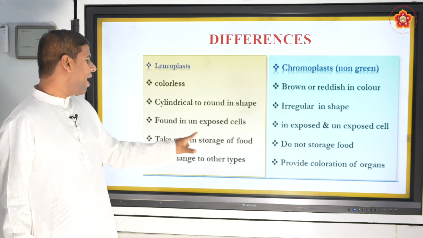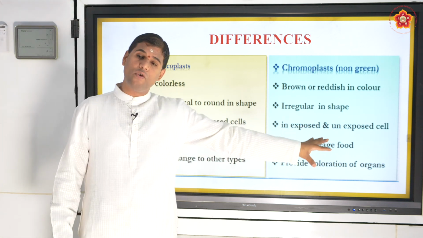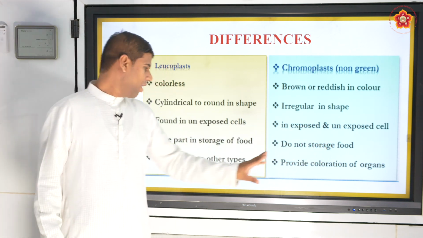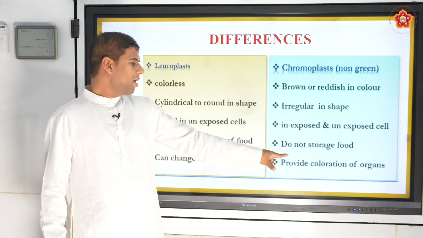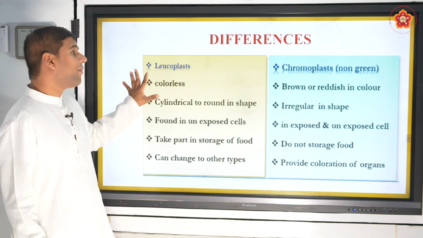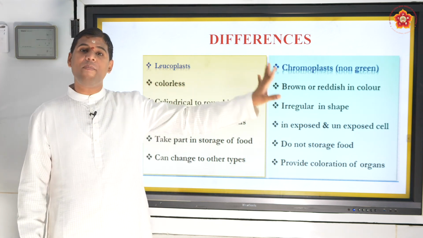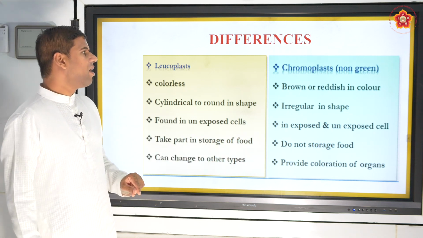Leucoplasts take part in storage of food, and chromoplasts do not take part in storage of food. Leucoplasts can change to other types, while chromoplasts provide coloration to the organs. So these are the main differences between the leucoplasts and the chromoplasts. Alright, coming on to the next one.